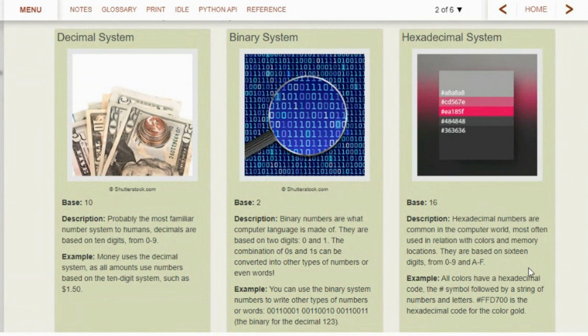If you ever looked at the HTML code for colors on a website, it'll have a hashtag, FFD700. That's hexadecimal, and that is the hexadecimal code for the color gold. So for something gold on the screen, the computer would say, okay, that color is FFD700.